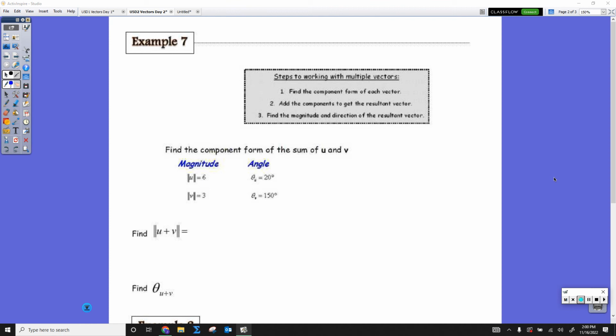Okay, so let's finish out vectors day 2. Looking right here at our 7th example, we have some steps that you can work with multiple vectors. You have to find the component form of each vector. We're going to add those in order to get the resultant. And then we'll find the magnitude and direction of that resultant vector.